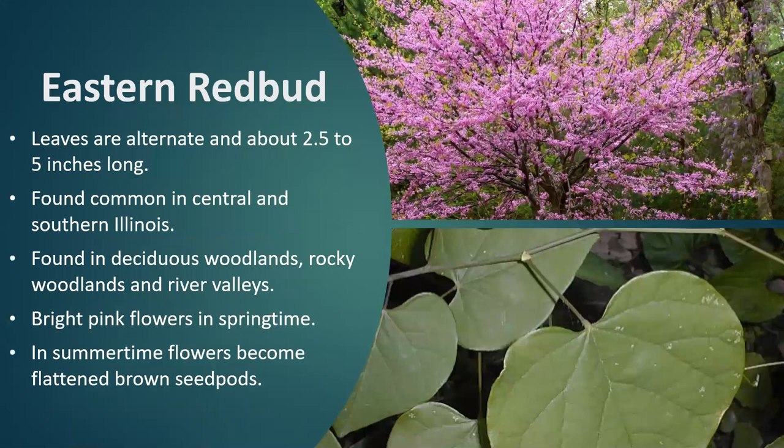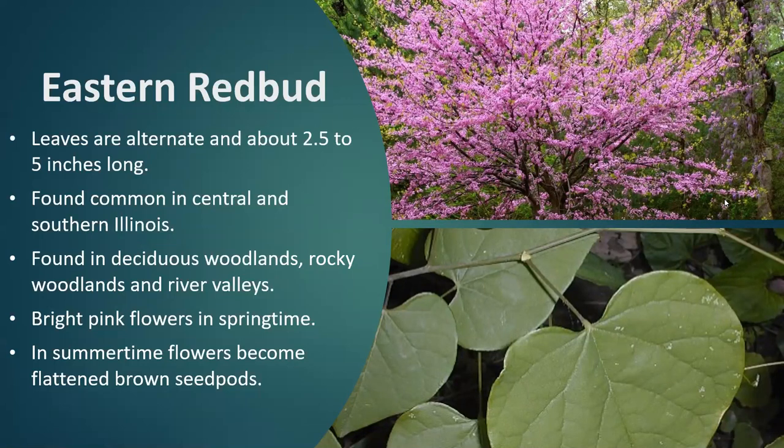Eastern redbud. The leaves on this tree are alternate and about 2.5 to 5 inches long, found commonly in central and southern Illinois. They're usually in deciduous woodlands, rocky woodlands, and river valleys. In the springtime, they have super bright pink flowers. In the summertime, the flowers become flattened brown seed pods. Wildlife do like to eat those seed pods.